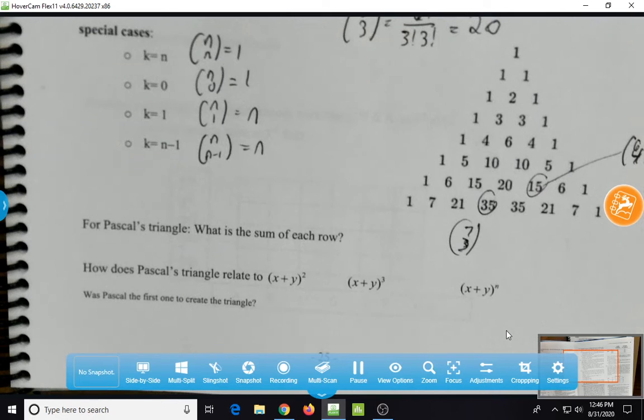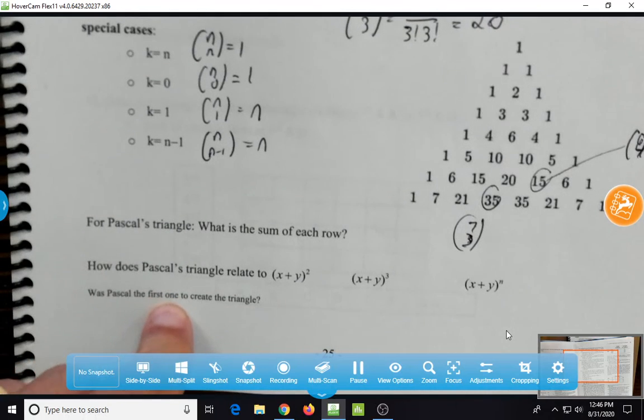Let that sink in again. So for example, if you have (x plus y) to the n, well, we'll pick that up a little bit tomorrow.